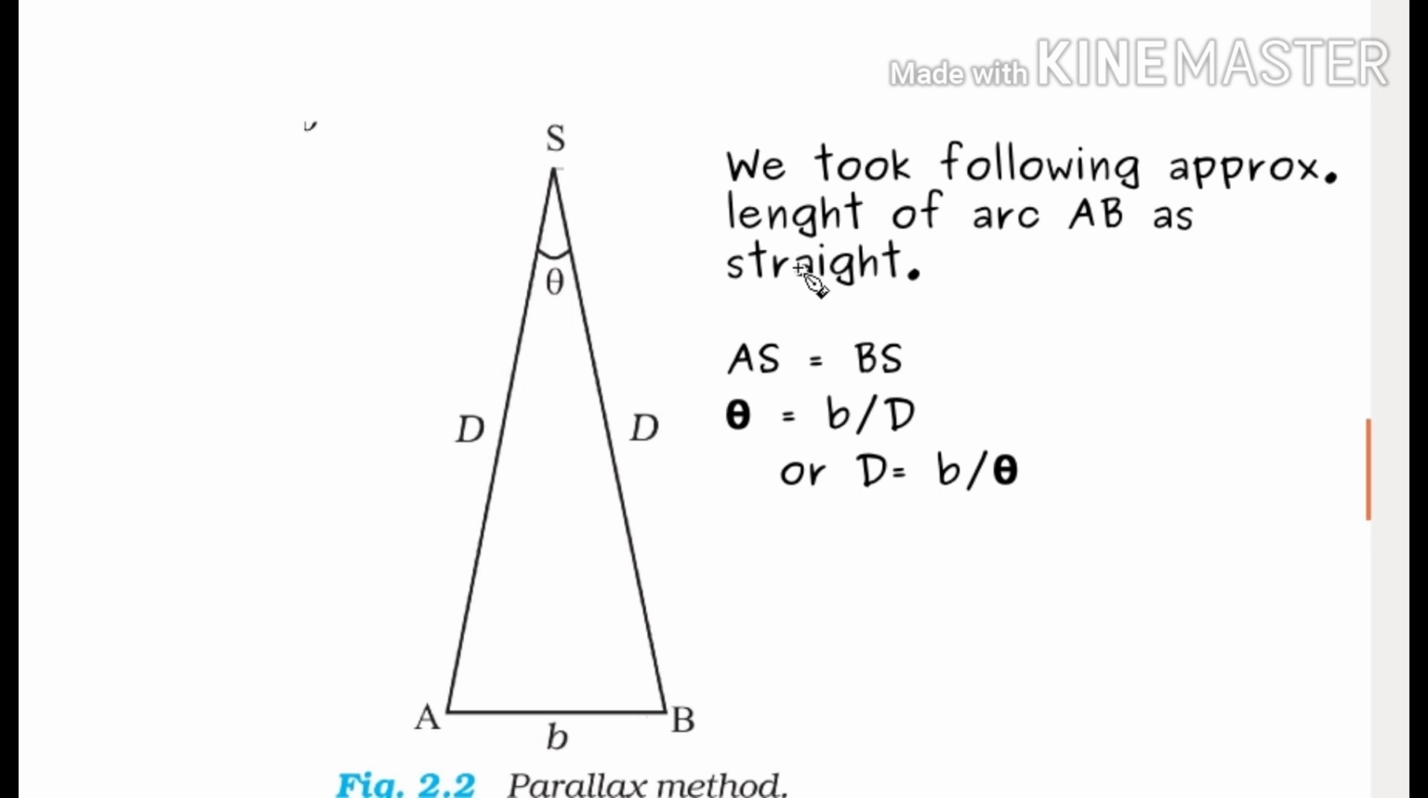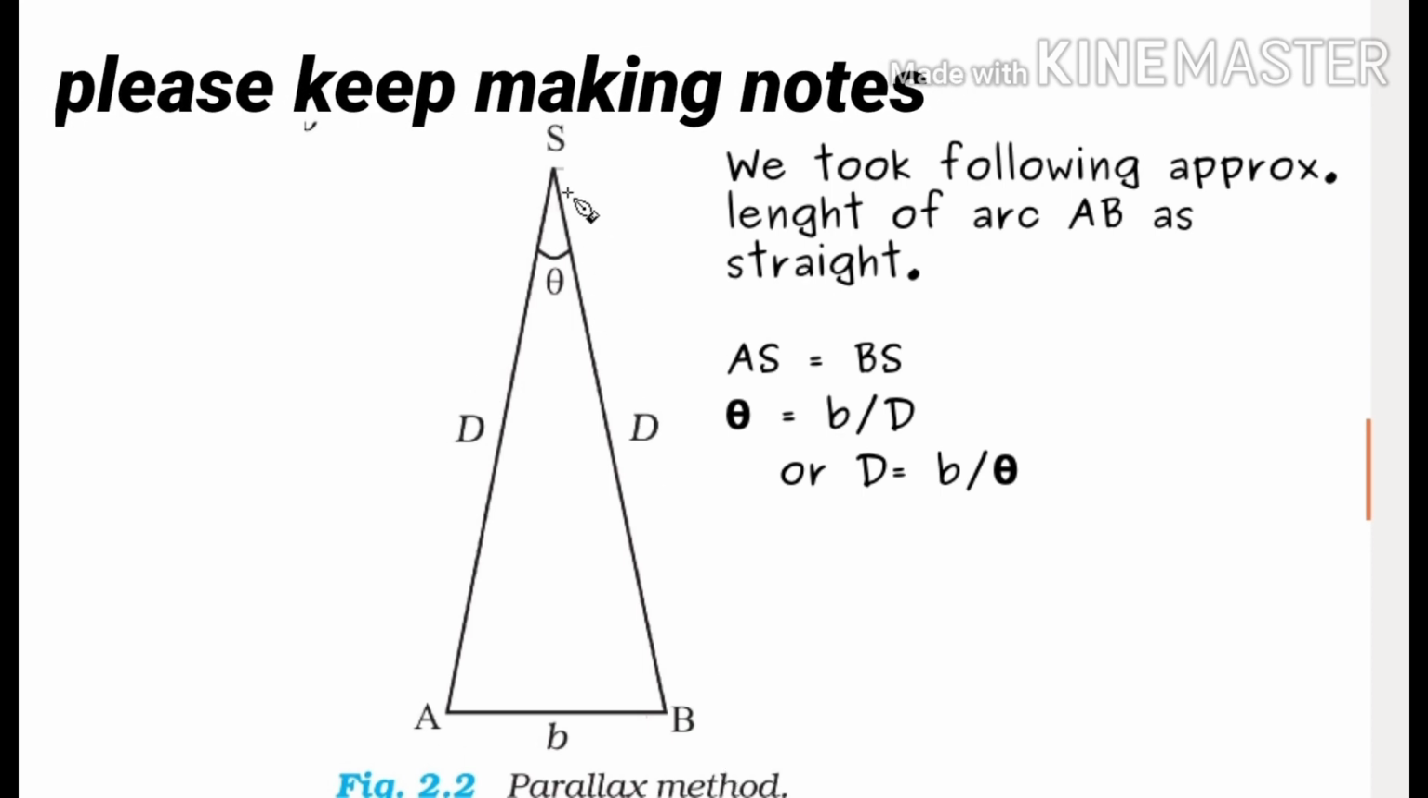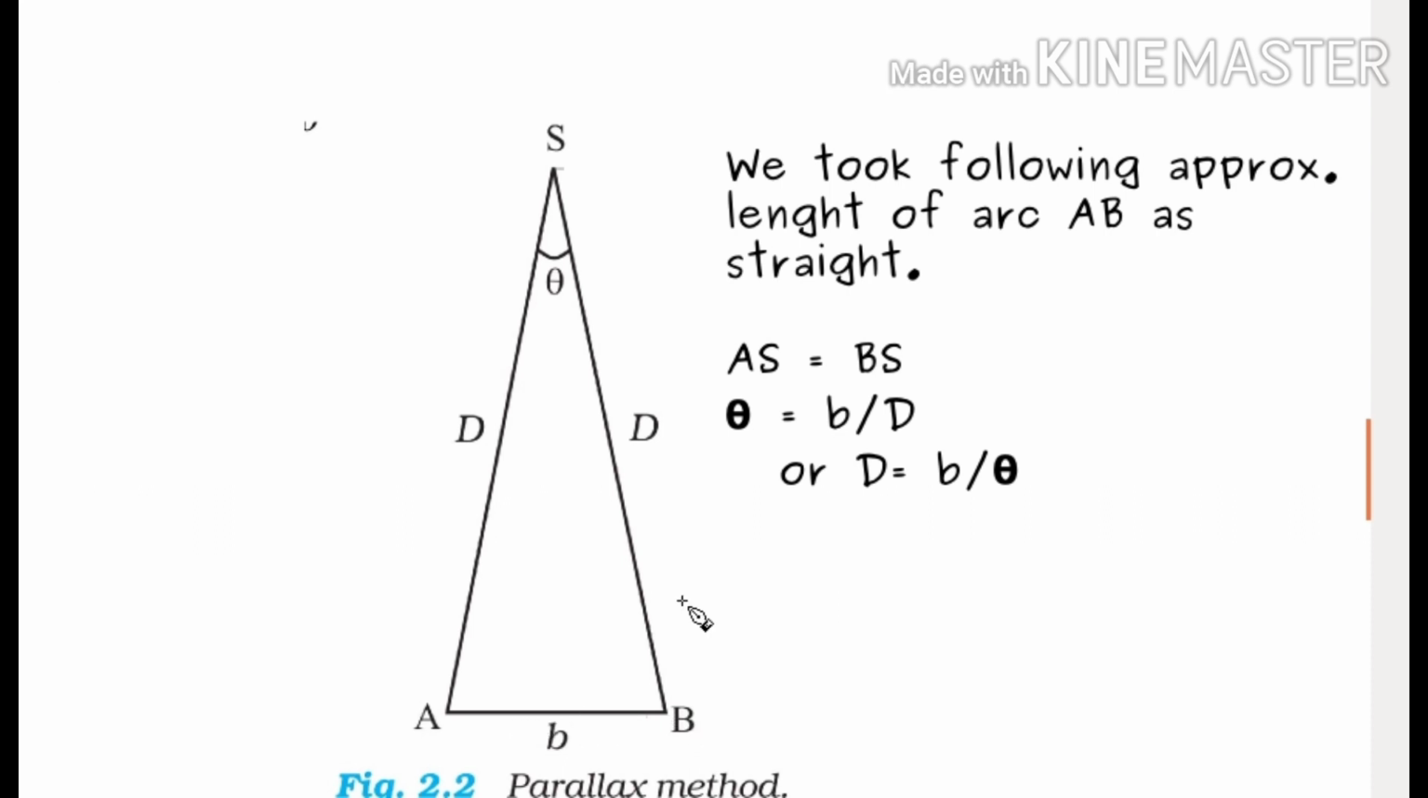From our previous learning, this triangle is similar to the previous one, because if we measure AB as a straight line, then we can say that theta is equal to b by D. Are you clear with it? Theta will be equal to this b. What does b mean? The length of arc. But now this arc I am taking as a straight line. So theta is equal to b. And what is this D? D is the distance.